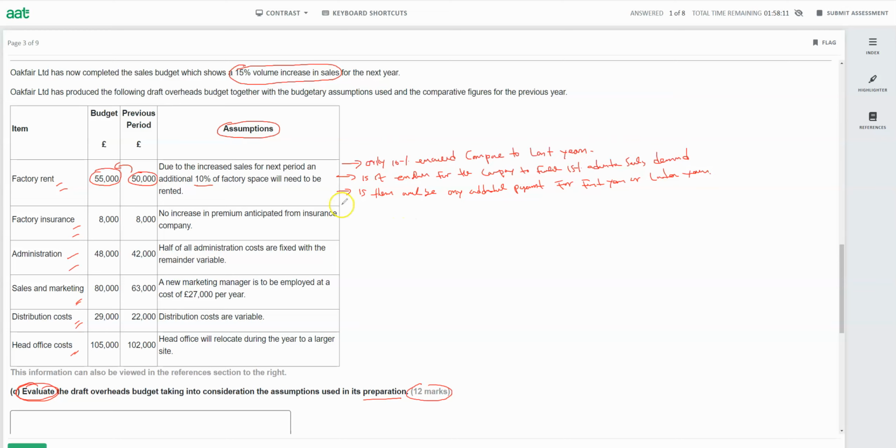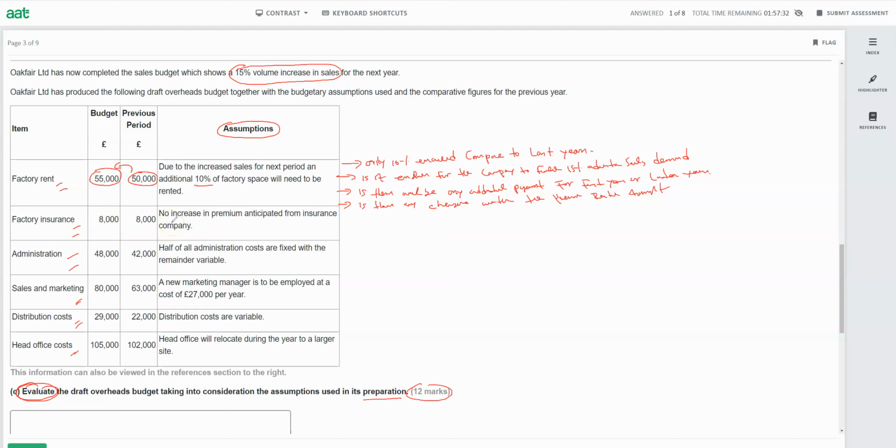Then, is there any change with the previous rental agreement? You're asking, when you renew the lease, are the terms and conditions still the same or do we have a new one? So we need to know. So we need to basically evaluate and raise some questions about whatever assumption the budget holder is making here. The next one says factory insurance.